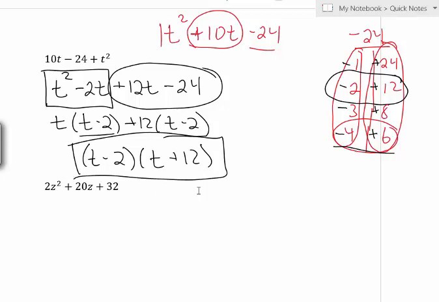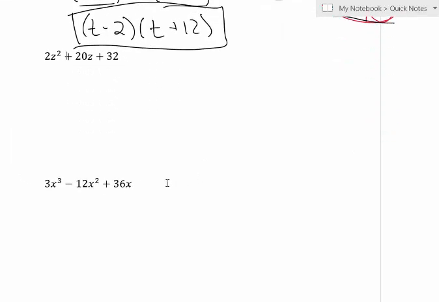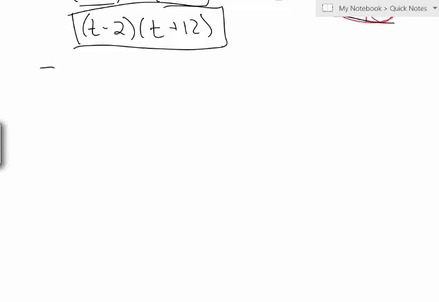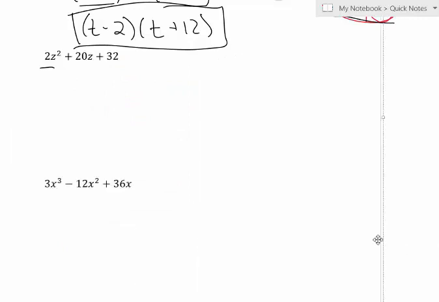All right. Let's take a look at this next problem here. It is 2z squared plus 20z plus 32. So again, the first thing I notice, I don't just have a z squared anymore. Now I have a 2z squared. So my first step is going to be, all right, I'm going to go ahead and notice that I can factor a 2 out of all those terms.